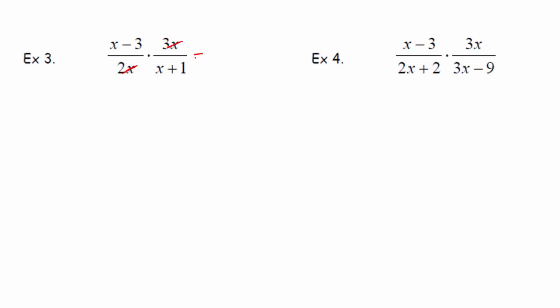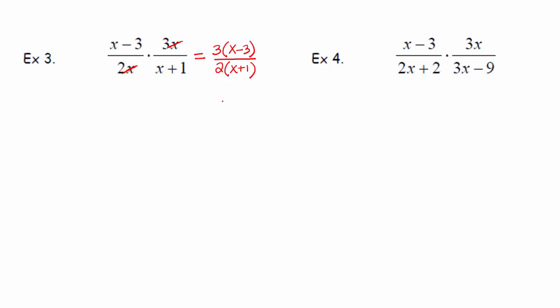It's time to multiply. We would get 3 times x minus 3. And notice how I wrote that. Normally when we multiply, this is called a binomial, by a number, we like to put that number in front. It reminds us to distribute to everything inside that set of parentheses. And down here we'd have 2 times x plus 1. You can leave your answer this way, or you could distribute the 3 like I said, distribute the 2.